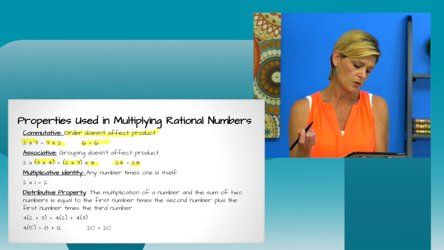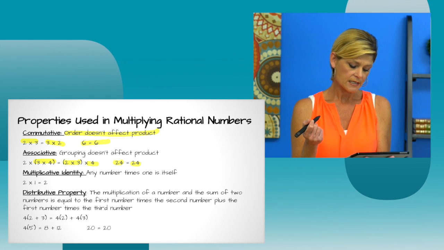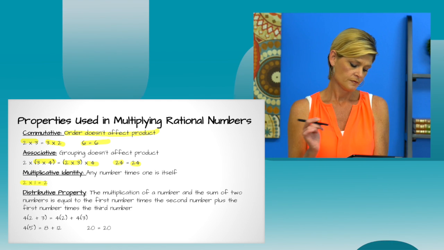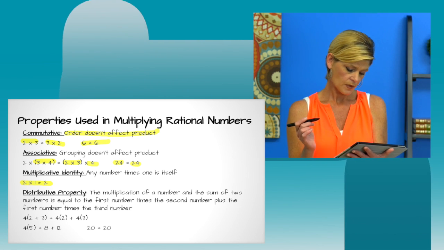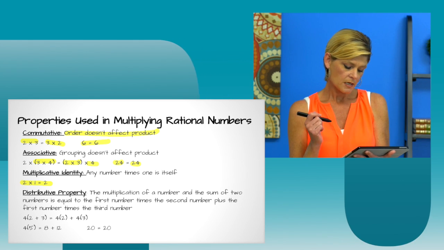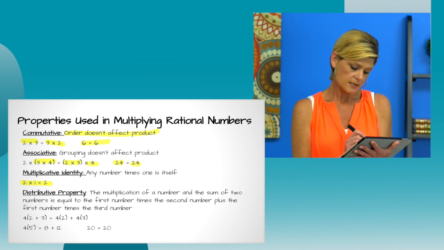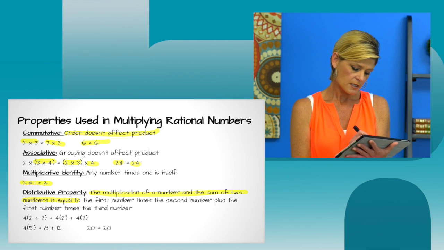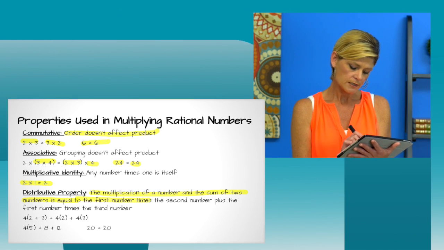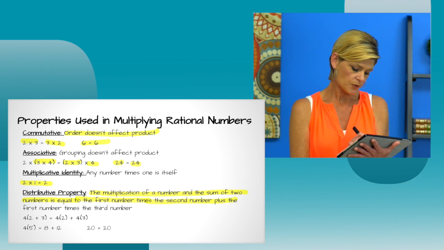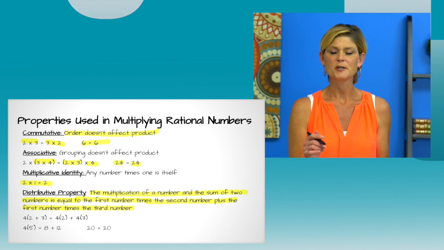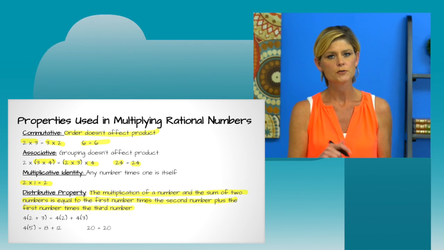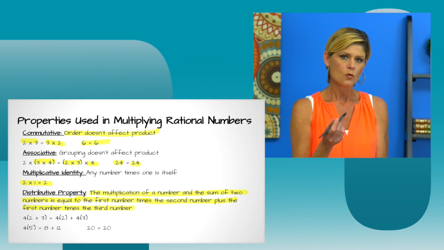We also talked about the multiplicative identity, and that is any number times 1 is going to be itself. 2 times 1 is 2. Now the distributive property says, and I'll read this, the multiplication of a number and the sum of two numbers is equal to the first number times the second number plus the first number times the third number. Now, if you learn through words, that may make perfect sense to you, but I just want to show you visually with numbers what this looks like.